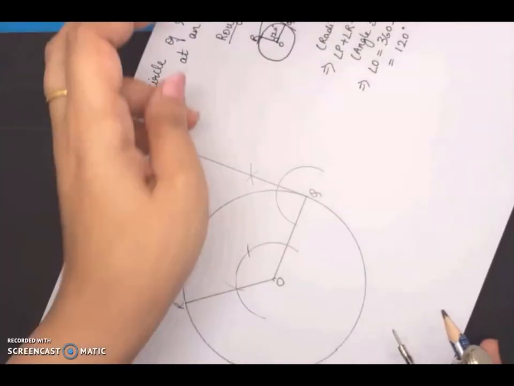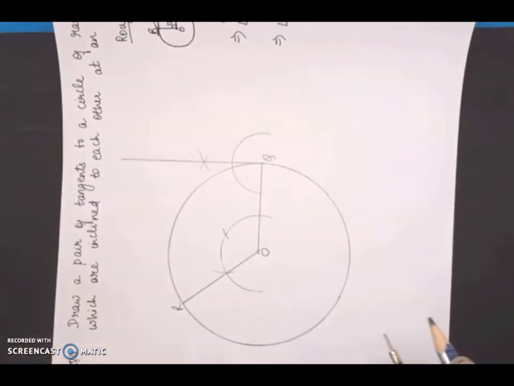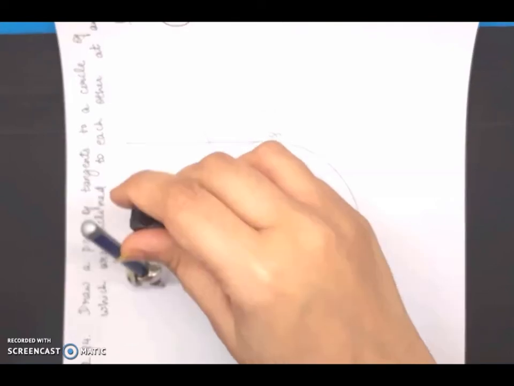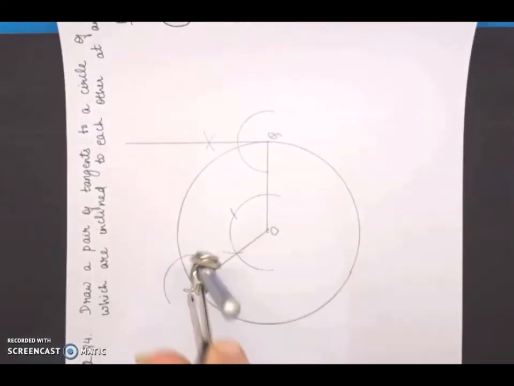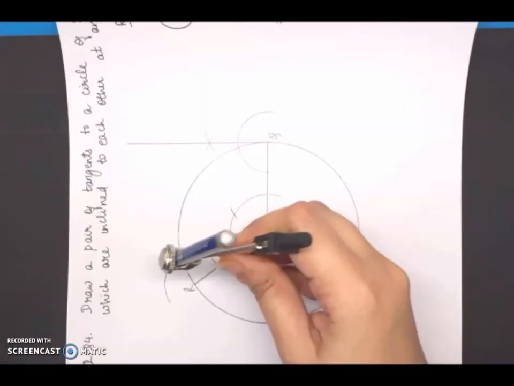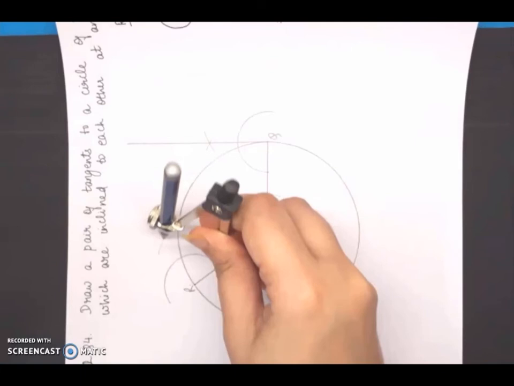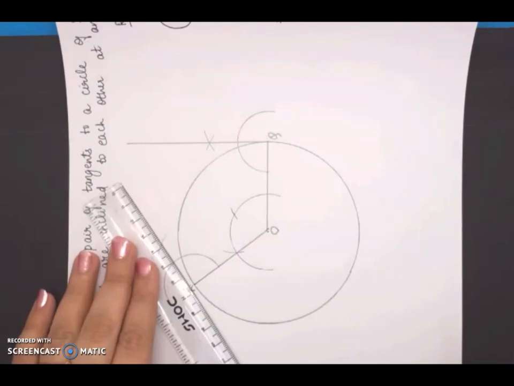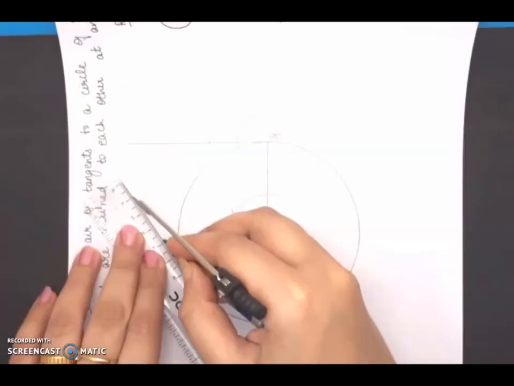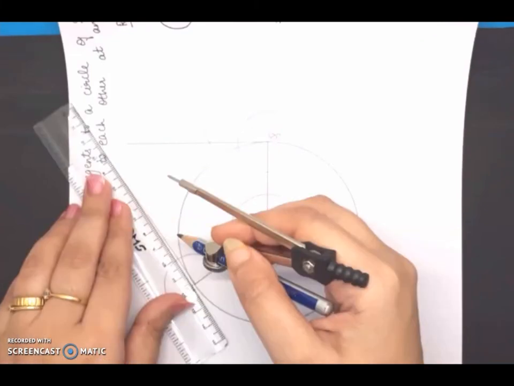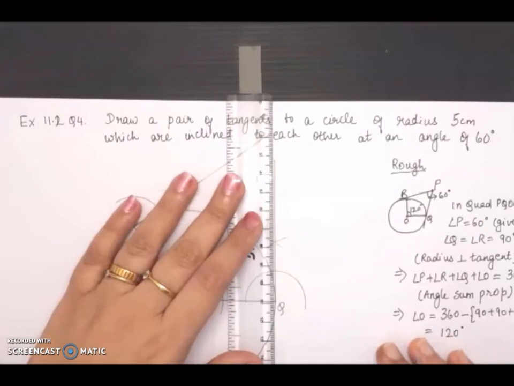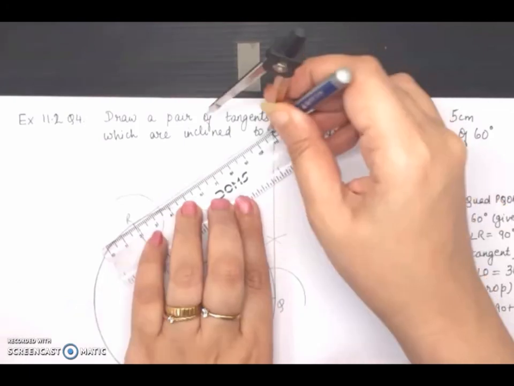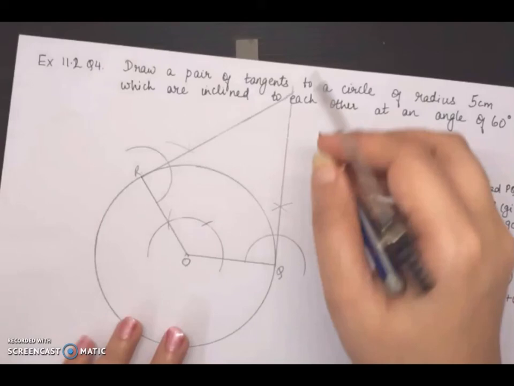Now in the same way, I will tilt the paper a little bit to make another tangent at the point R. So I will again construct a 90 degree angle at the point R. So I have constructed a 90 degree angle at the point R. Now I will extend both tangents so that they intersect at a point, and that point will be the external point, that is P.